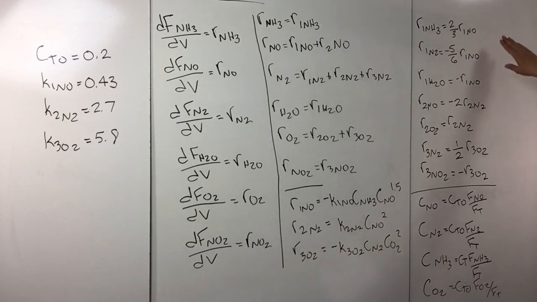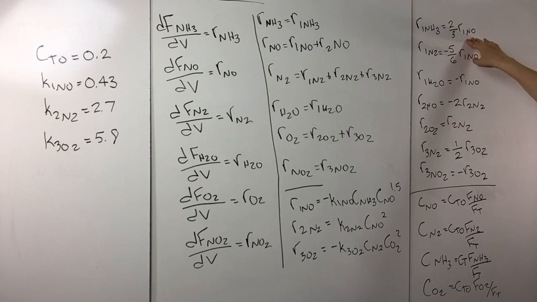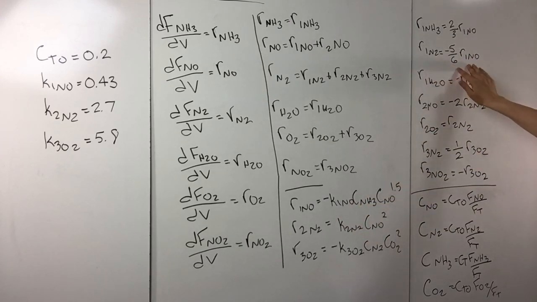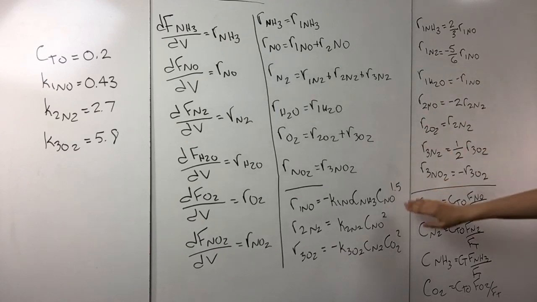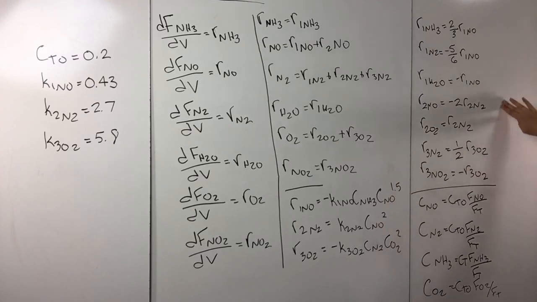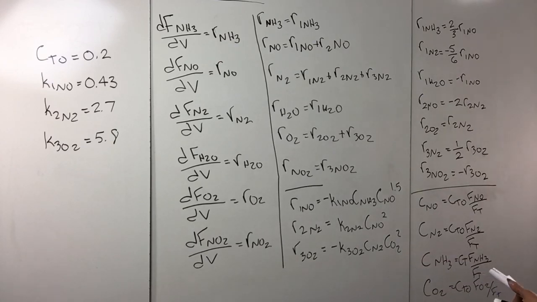And so then you just define the rest of these. We know that R1NH3 was equal to 2/3 R1NO. R1N2 was equal to negative 5/6 R1NO. And so then we just go through all these. I just want to talk about the signs real quick. After I put everything into my program, I usually go through and just double check all the signs.